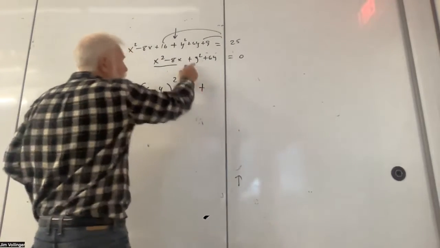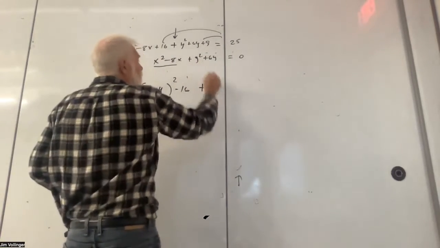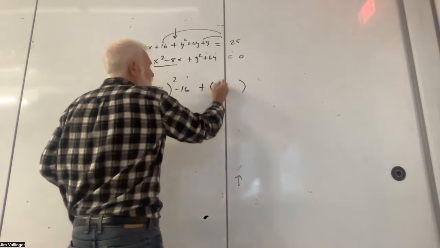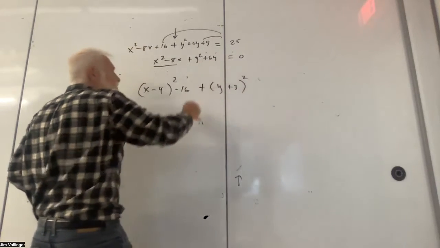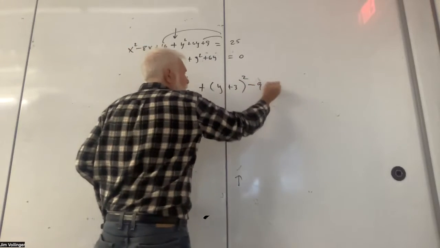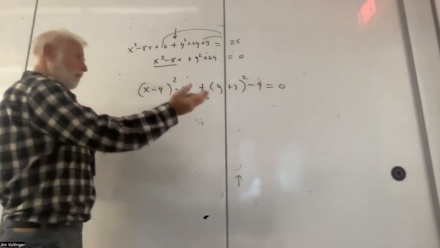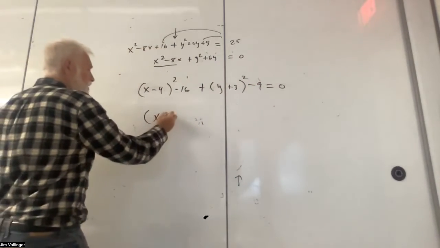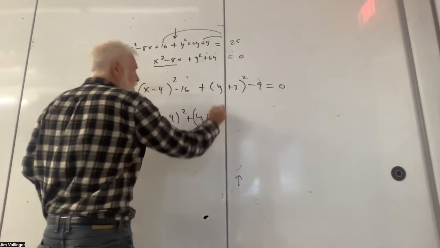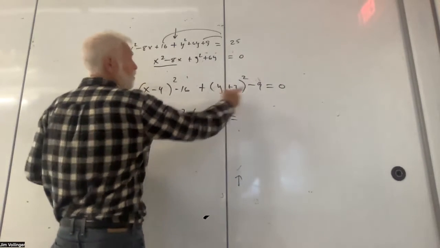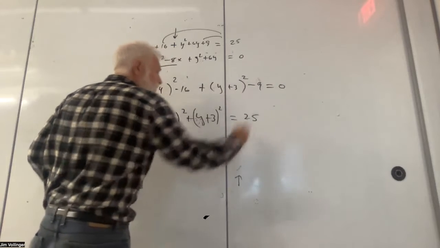What do I do over here? I complete the square. What do I do? I cut 6 in half. Y plus 3 squared, and 3 squared is 9. I don't see those 9 units. I get rid of them. That equals 0. Oh, lo and behold, x minus 4 squared plus y plus 3 squared equals, bring those over to the other side, 25.